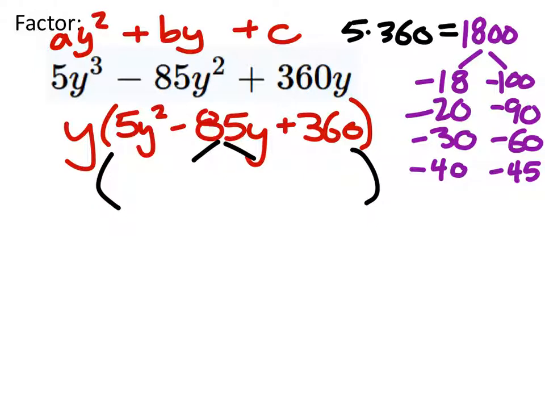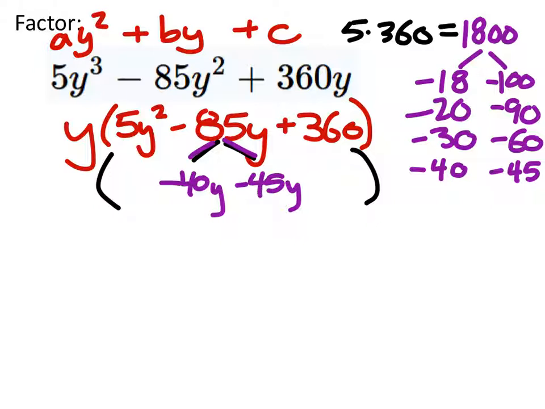But when I add the two, it gives me the negative 85, which is what we wanted, right? Oh, so now I know what I need to break up that negative 85y into. I got negative 40y's and negative 45y's.